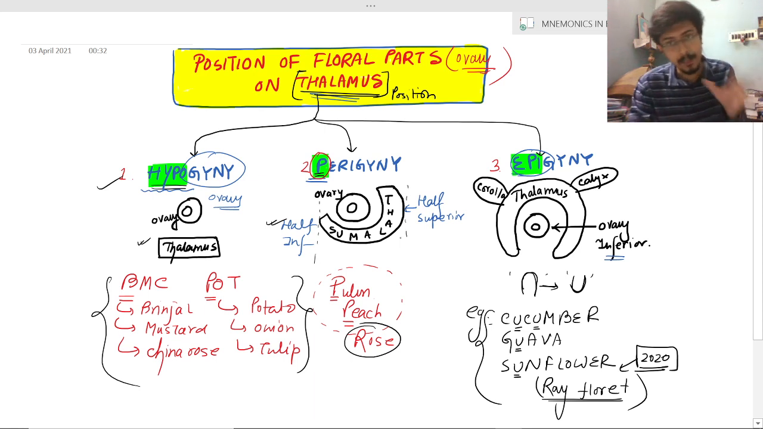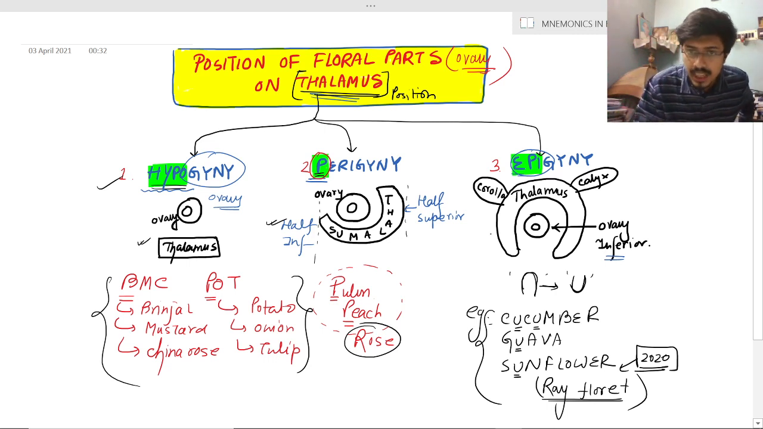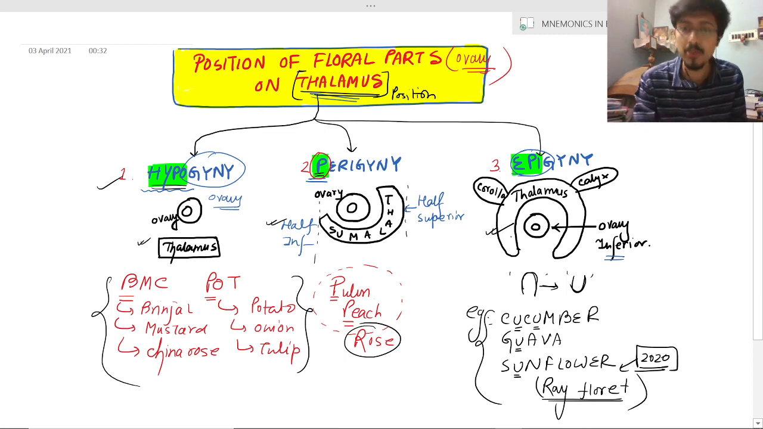In epigyny, epi means above the ovary, so the thalamus is above the ovary. In that case, the ovary will be inferior. But as I told you earlier, the naming is determined by the position of the thalamus, which here is around or above the ovary.